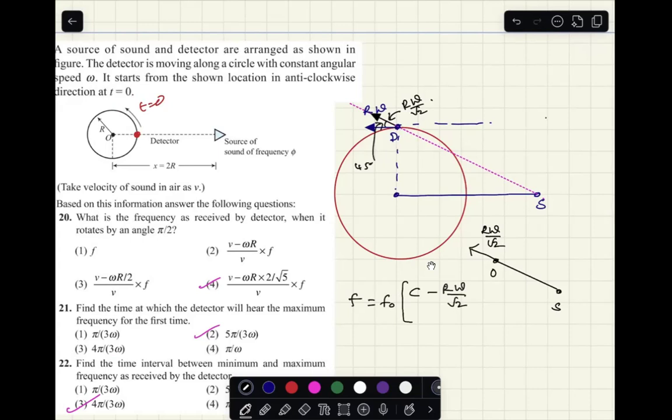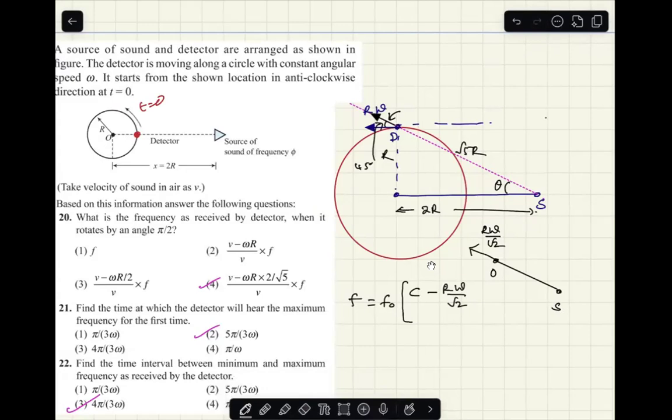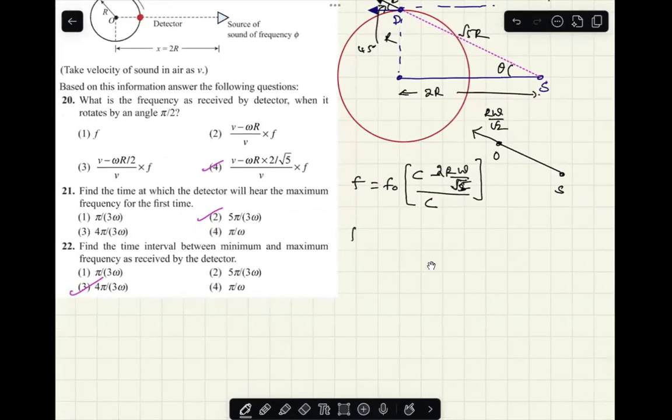If I am not mistaken, who said that this is 45 degrees? No. This is theta, this is theta. What is theta? 2r or root 5. Hold on. Correction is required. Cos theta is 2r by root 5r. So the component is not r omega by root 2. It is nothing but 2r omega by root 5. So 2r omega by root 5 by C. Therefore, what you will get here, in our terminology, is V minus 2r omega by root 5 by V. So this is the correct answer.